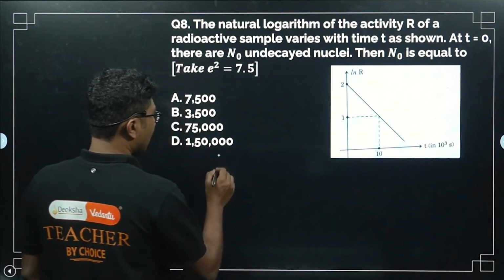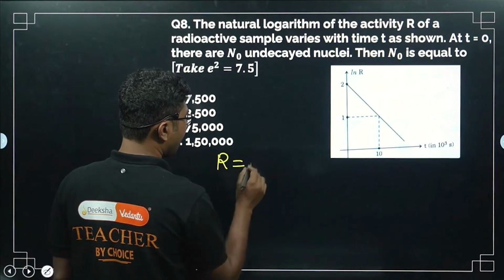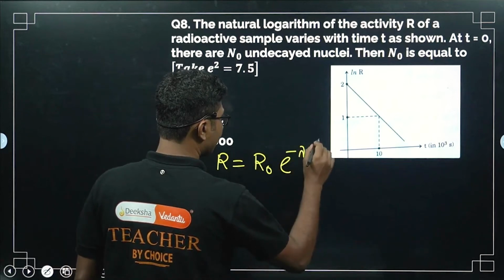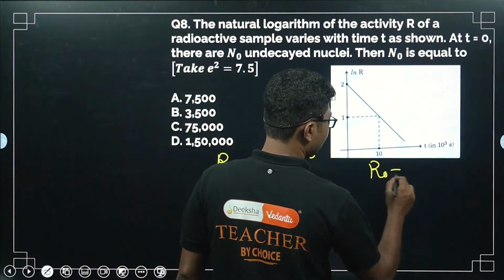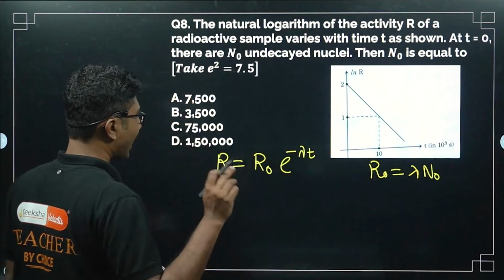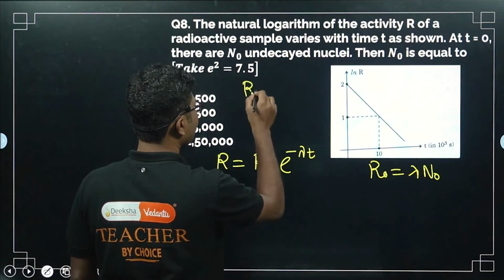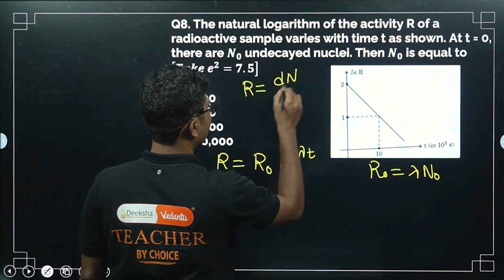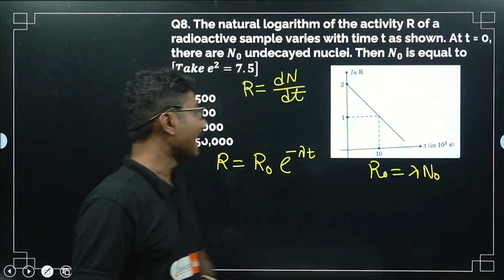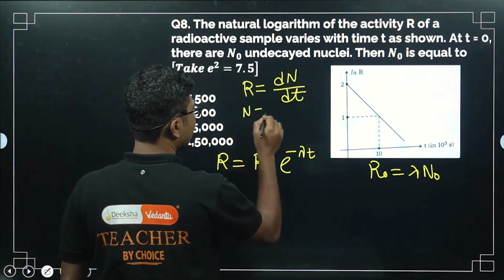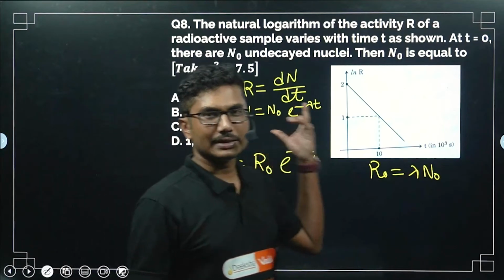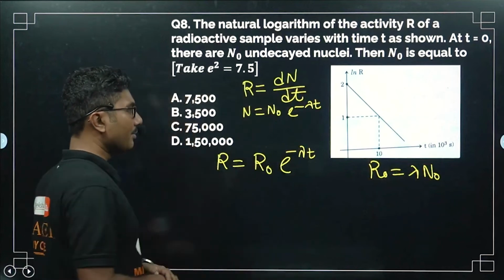We know that the rate of reaction is given by R naught e to the power minus lambda t. What else do we know? We know that R naught is equal to lambda N naught. Also, R is basically dN by dt. Those who are interested can search what N is. I am also giving you N equals N naught e to the power minus lambda t. You can Google it, read about it, and mention in the comment below what you have understood.